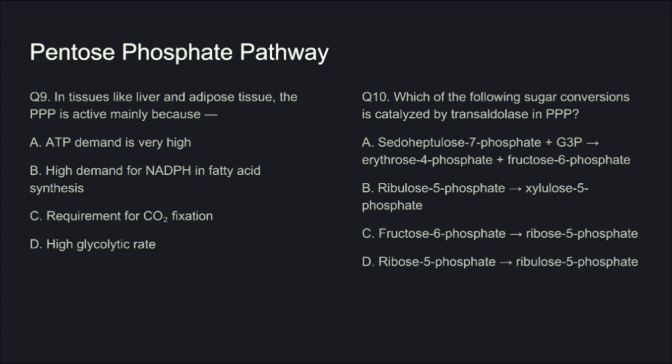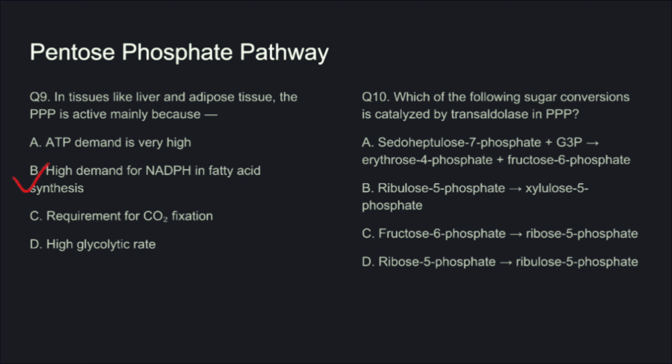So question number 9. In tissues like liver and adipose tissues, the PPP is active mainly because options are A. ATP demand is very high, B. high demand for NADPH in fatty acid synthesis, C. requirement for carbon dioxide fixation, D. high glycolytic rate. So correct answer for this question is option B, high demand for NADPH in fatty acid synthesis.